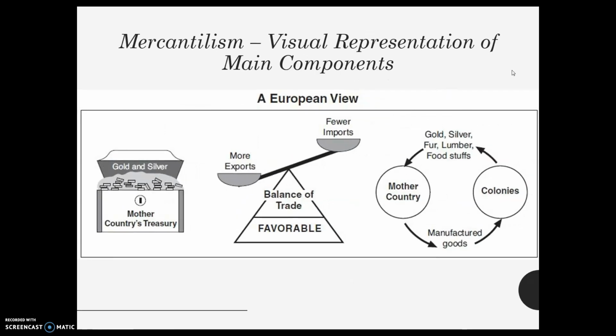So here's a visual representation of the main components, right? The mother country, the goal is to keep the gold and silver inside the country, inside their coffers, keep a favorable balance of trade, which is more exports outweighing imports. And this is sort of how the system operates, the mother country in relation to the colonies, right? So the colonies, gold, silver, all this stuff goes to the mother country, manufactured goods come back. So it's a cycle. Again, the goal here is always to benefit the mother country. And this is obviously, as it says, the European view of things. The colonies, we're going to see here, have a different view of things, hence the American War of Independence, the Revolution.